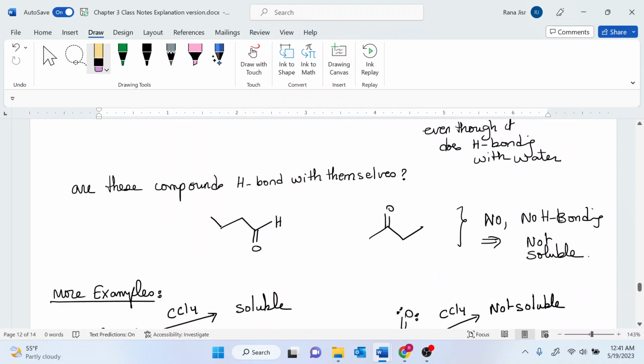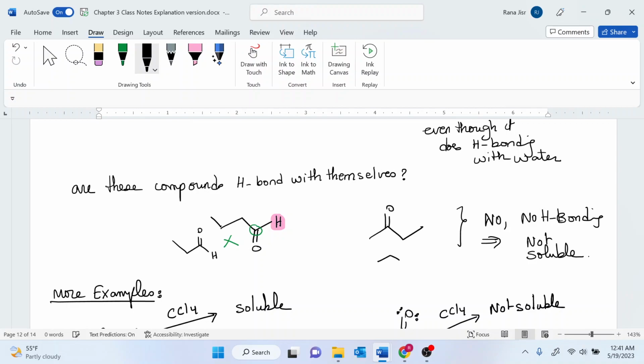Let's say I have two aldehydes and two ketones. Will these compounds hydrogen bond with themselves? The answer is no, they won't, because none of them has a hydrogen next to an electronegative element. Aldehyde has a hydrogen, but the hydrogen is next to the carbon. It's not next to the electronegative element. So these two don't do any hydrogen bonding with each other.